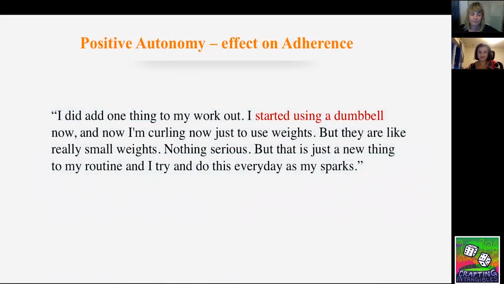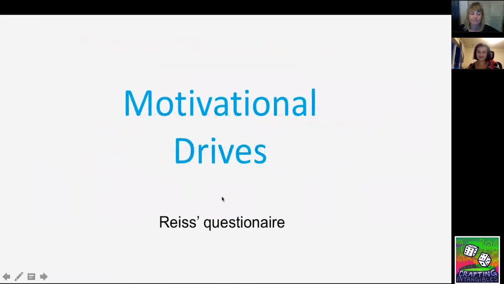So this is just a note on adherence in terms of positive autonomy. And I'm not going to read them all because I'm not sure, I think I'm going over time.